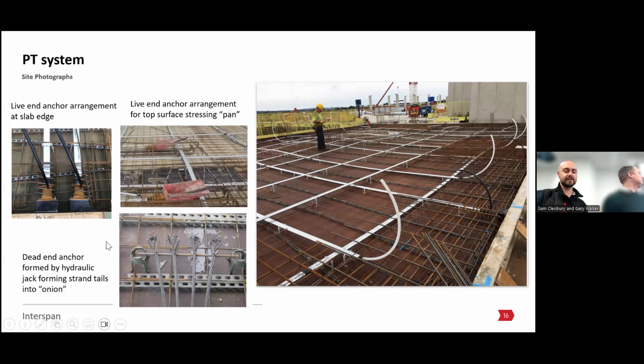And then again, there's just another image there, the dead end anchor. Make sure that the onions are spread, so you can spread the load again. There's this concentration of load when you stress the strands at the dead ends, and there's an anti-burst that's placed over the top of them as well. You can get a bit of an appreciation of the layout of everything.